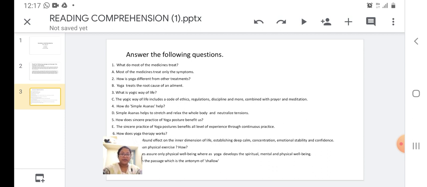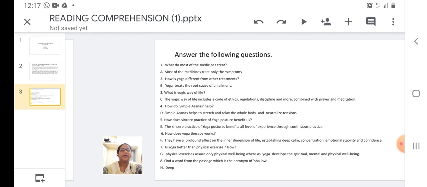Now we have thoroughly read the questions. We have marked certain keywords. Now we'll go back to the passage. Now we'll read the passage properly. Let's go back to the passage.